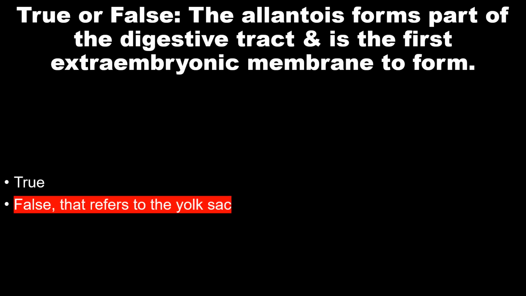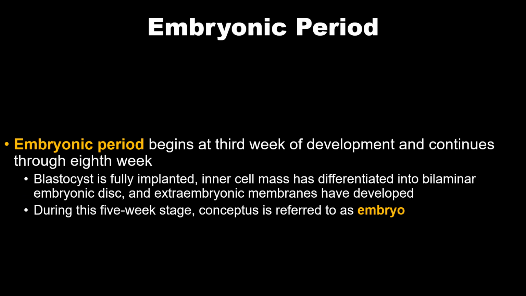That's actually false. The first extraembryonic membrane to form is the yolk sac, and the yolk sac actually ends up forming part of the digestive tract. Now, at the end of the preembryonic period, the blastocyst has fully implanted, the inner cell mass is differentiated into the bilaminar embryonic disc, and the extraembryonic membranes have been developed.